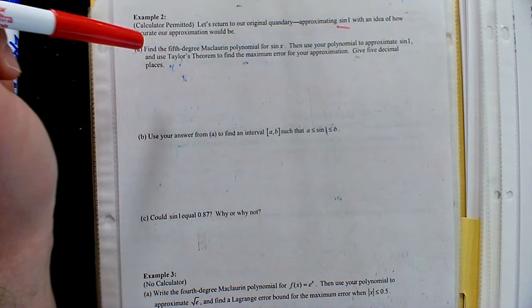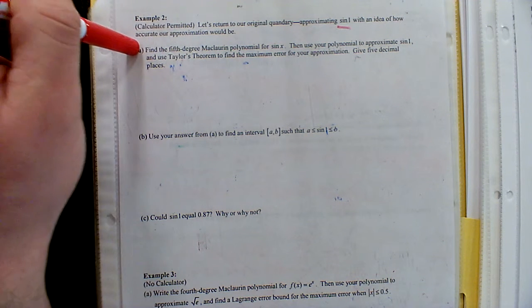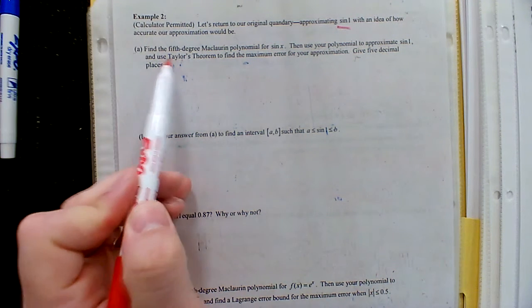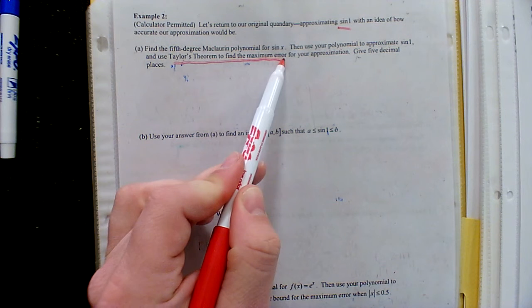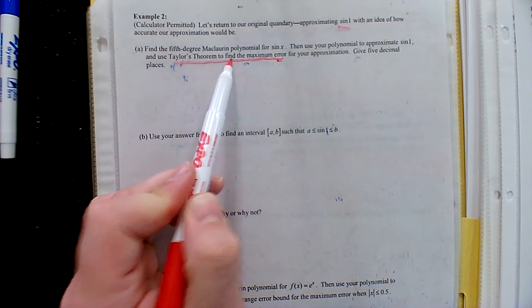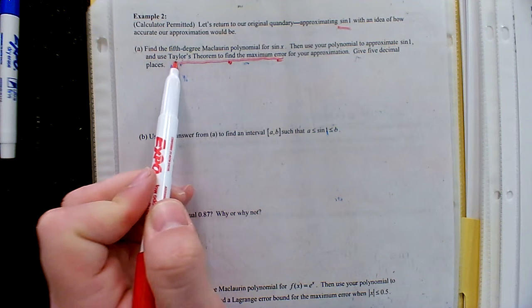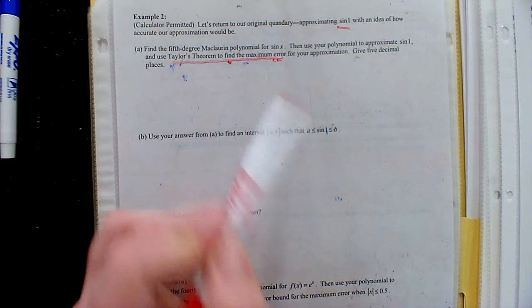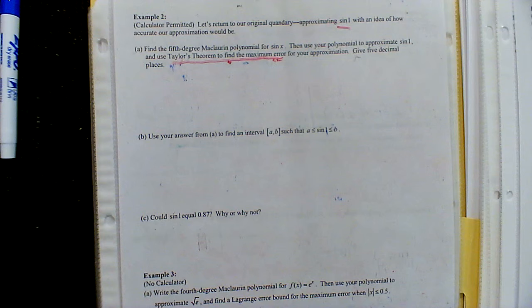Then use your polynomial to approximate sine of 1. And use Taylor's theorem to find the maximum error. This right here, Taylor's theorem to find the maximum error, is, in other words, Lagrange error bound. So these two things are interchangeable. Taylor's theorem to find maximum error means Lagrange's error bound. So it can be asked two different ways, and you need to be aware that that means Lagrange error bound. For your approximation, give 5 decimal places. So they want us to find that same value we did in part A on the previous problem.